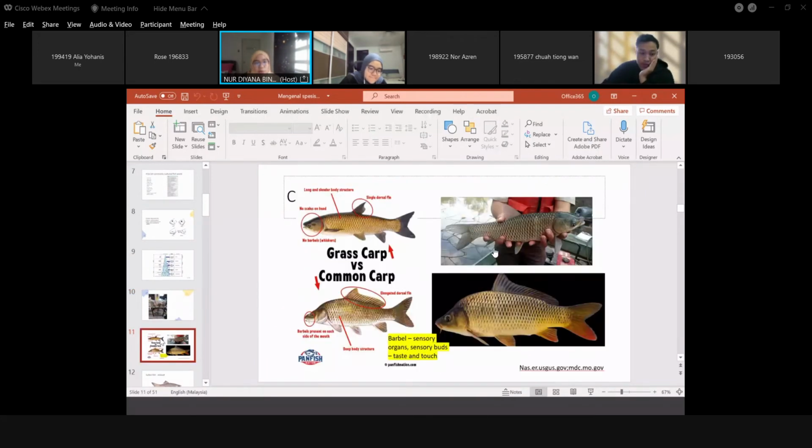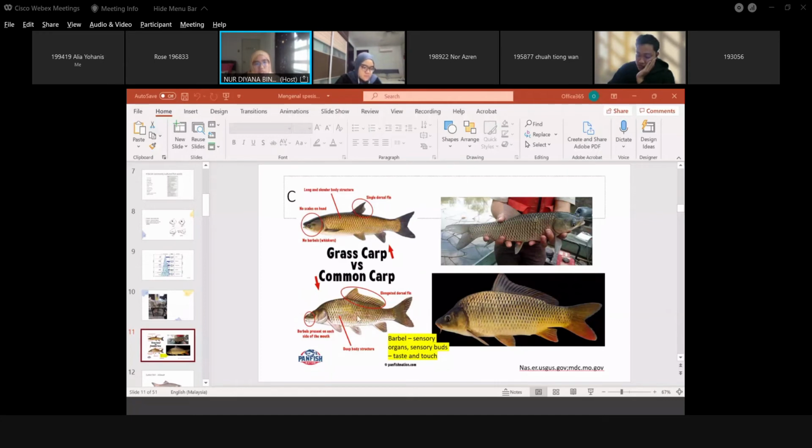In Malaysia, we also have grass carp and common carp. Okay, look at the pictures there. So I learned by looking at pictures too, just like you. So what are the differences between grass carp and common carp? Right, grass carp, look at the head. Okay, it has no bubbles. While the common carp, it has bubbles, all right, on each side.